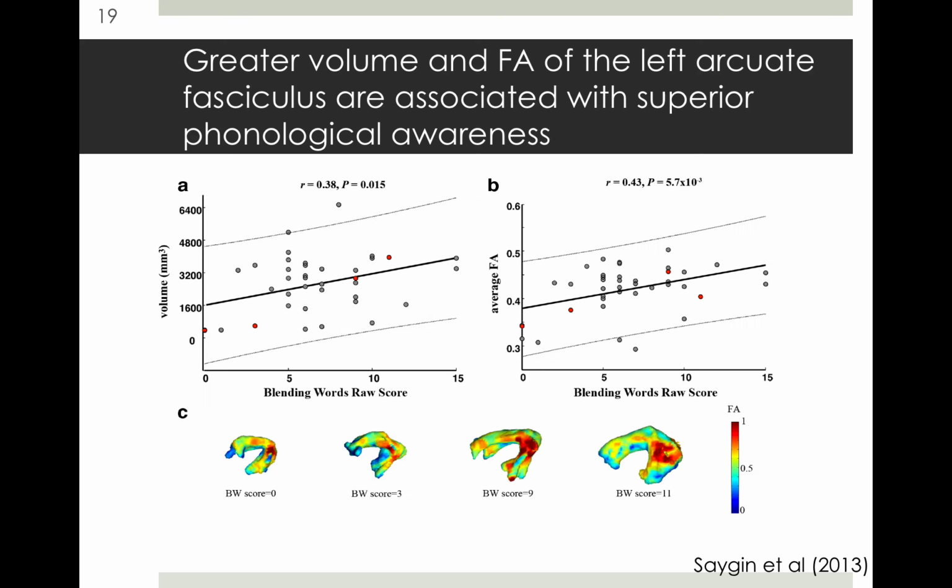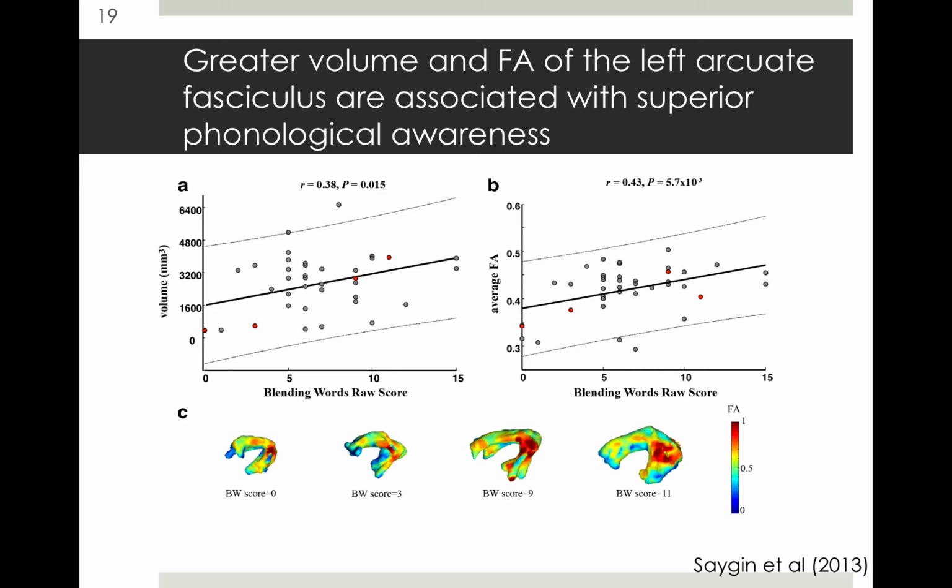And what they're seeing is that the arcuate fasciculus is correlated in its white matter integrity. So fractional anisotropy, or FA, which is a correlate of white matter integrity, was associated with these phonological awareness tests. Blending words is asking to put words together, right? So it's a lot like these phonological awareness tests that we just practiced. The blending word score was correlated with the volume and the fractional anisotropy of the arcuate fasciculus.